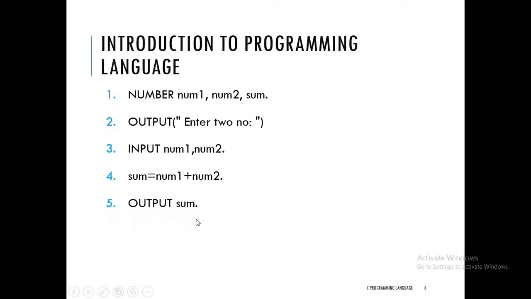So we can get the sum of two numbers as an output. So this is called pseudocode.